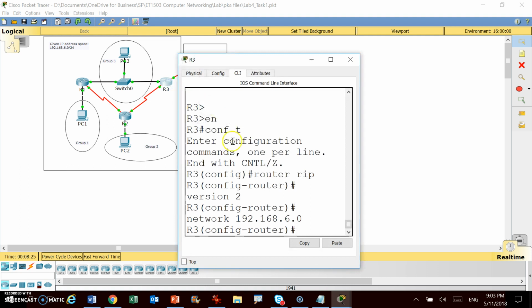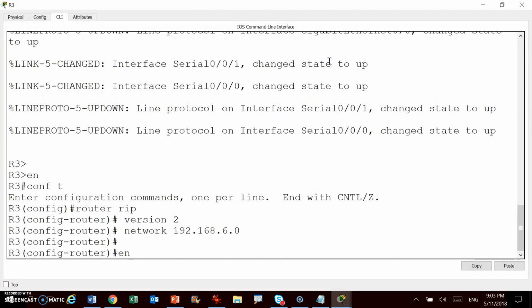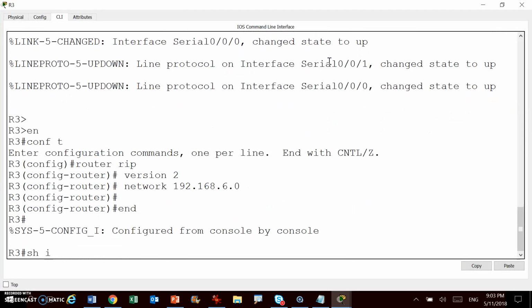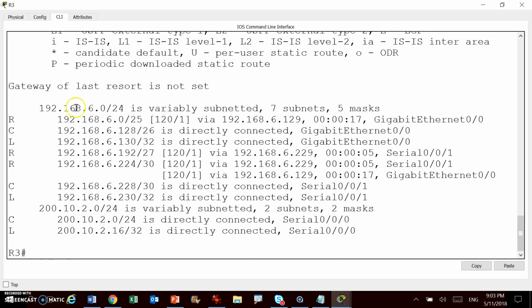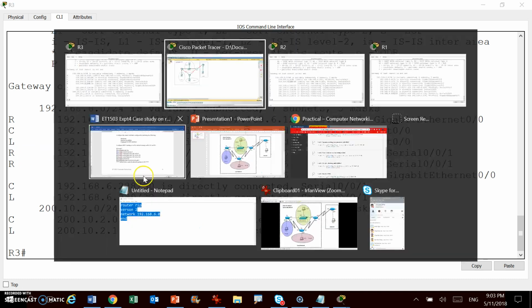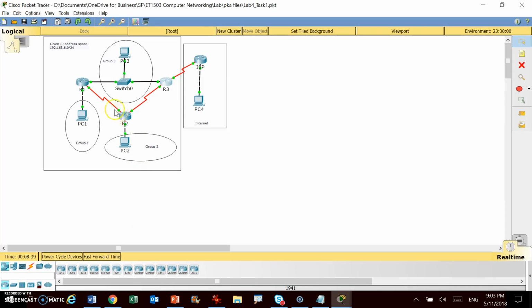Let's go to R3. Show IP route. So this will be the user 1 network. This is the user 3 network. You also have the .224 network. The .224 network is the network between R1 and R2, the serial link port. So this will be the third remote network that R3 sees. So with that, all the 3 PCs should be able to ping each other.